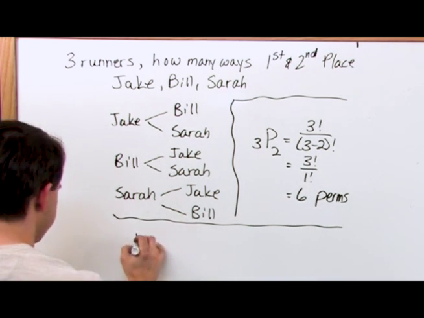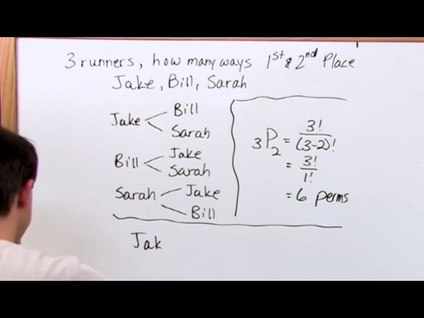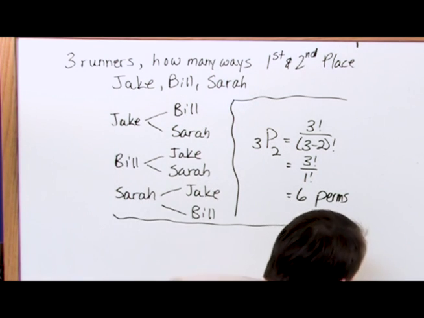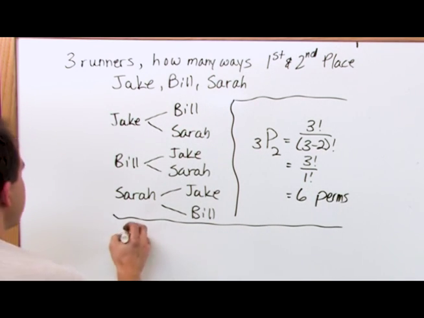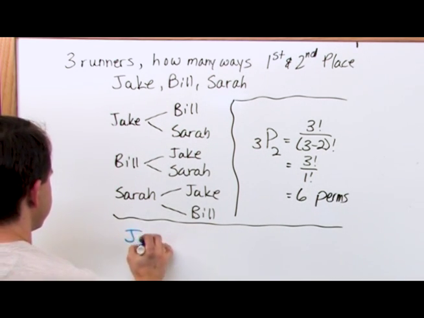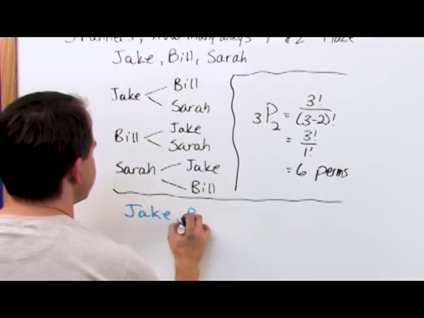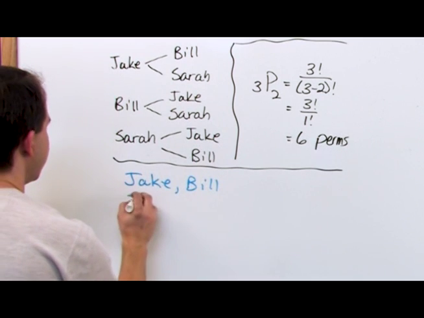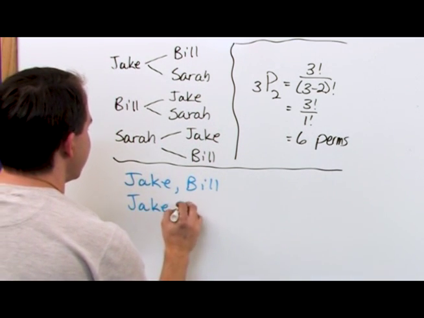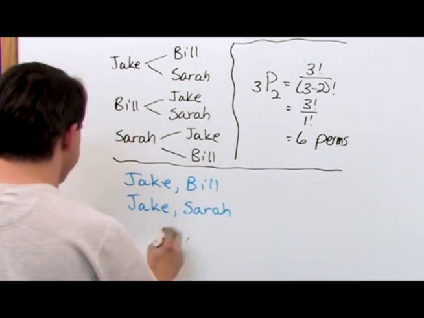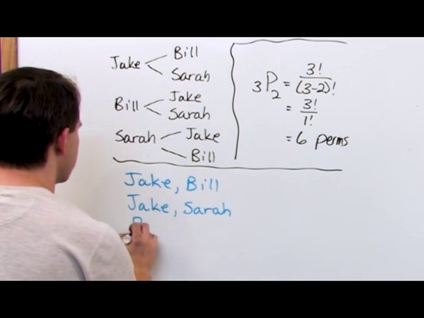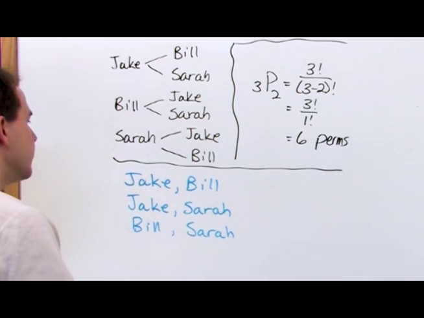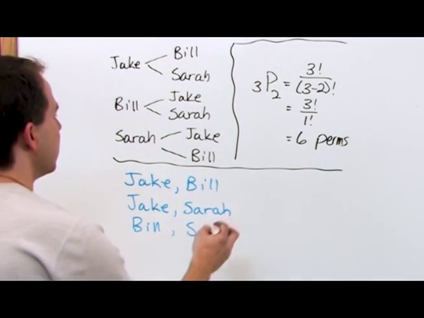Well, we could pick Jake. Actually, let me switch colors because it'll make it a little easier. We could pick Jake and Bill to go on the trip. We could pick Jake and Sarah to go on the trip. And we could pick Bill and Sarah. Now, please take a second to make sure that you agree with this.